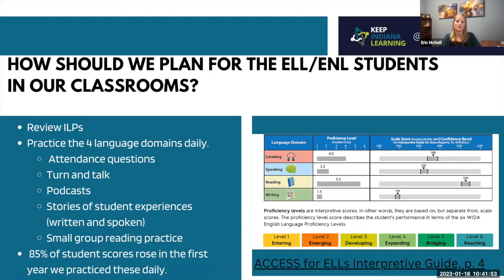I asked students to write or share stories from their life that shared themes with our units of study. And we also read aloud in small groups and discussed what we were reading every few pages. And it worked. 85% of our student scores rose in that first year, and we continue to practice these language domains daily.